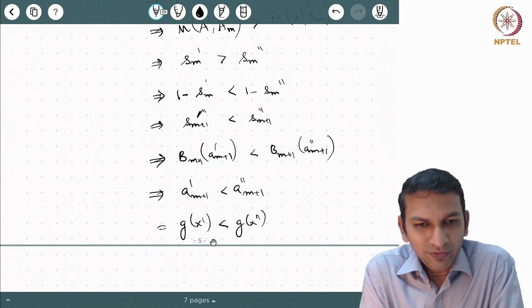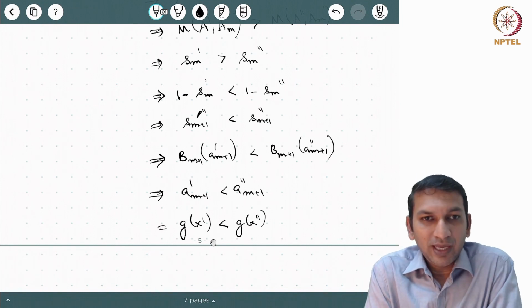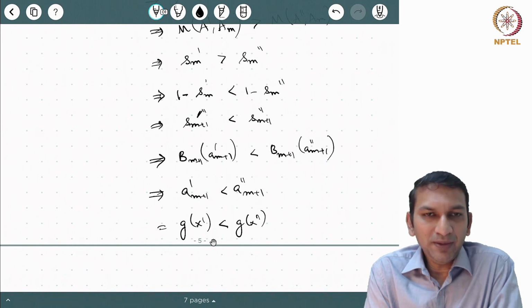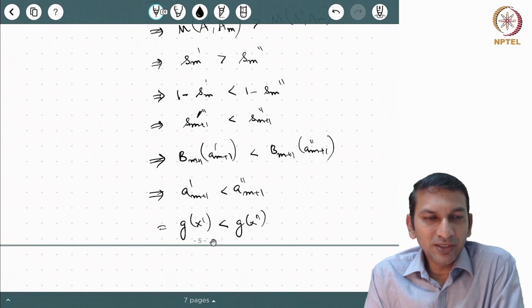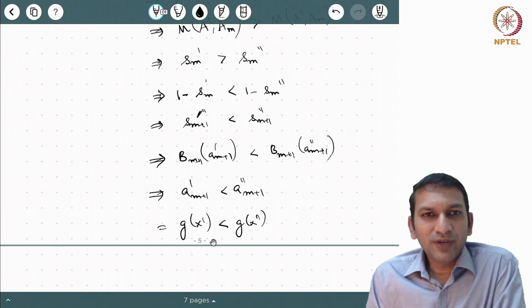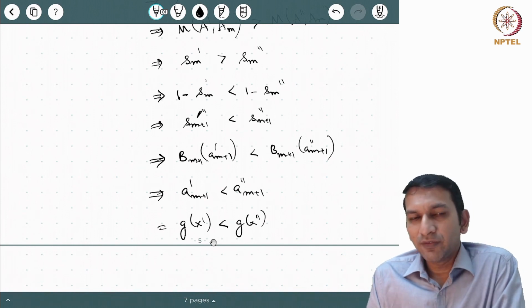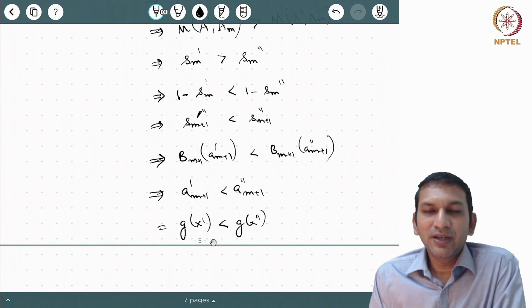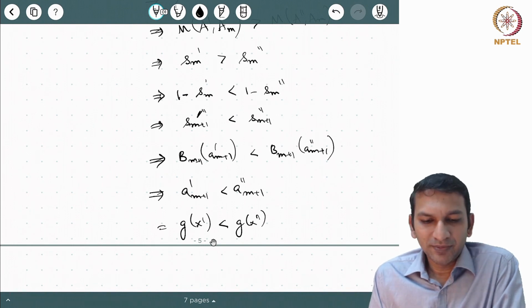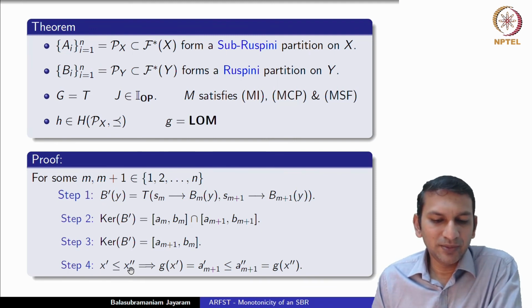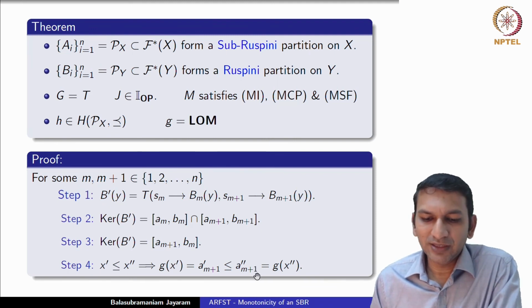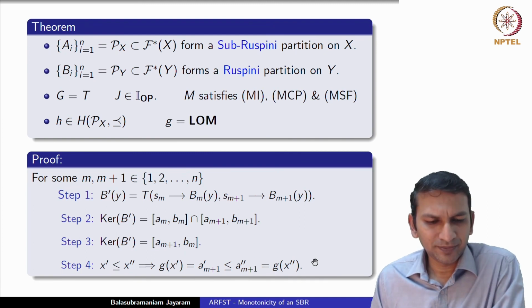So all we have made use of are the properties of H, M, and the fact that J has OP, and on the antecedent side we have a Sub-Ruspini partition, and M is in some sense compatible, consistent with respect to Px, and also the fact that on the consequence Bi we actually have a Ruspini partition. So this shows that whenever X dash is less than or equal to X double dash, we also have G of X dash less than or equal to G of X double dash.